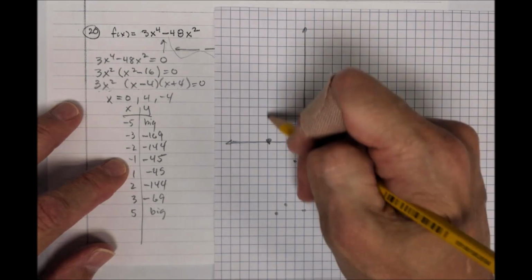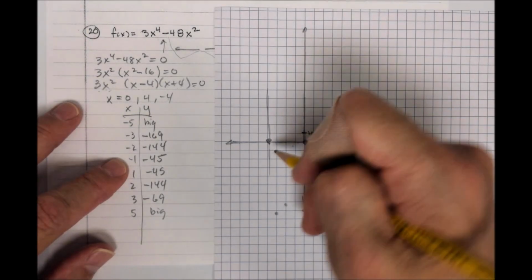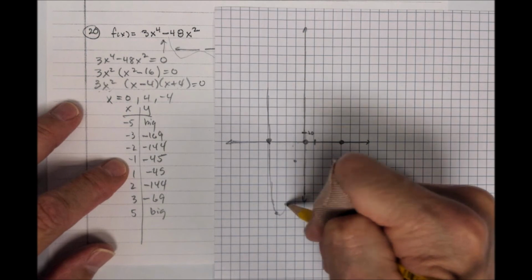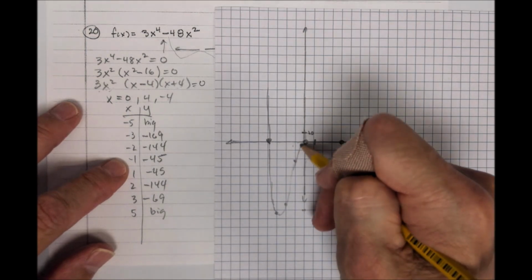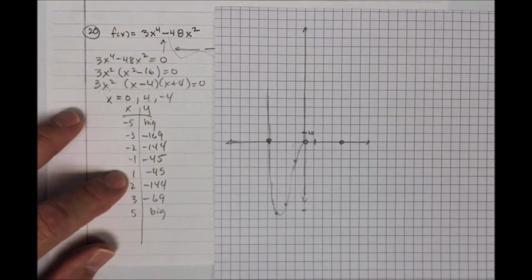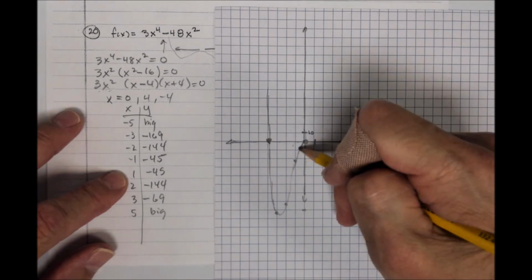So my graph is coming down steep. And then it comes up to the 0. Now it doesn't cross. You see how it goes back down? It curves. Here's my W shape.